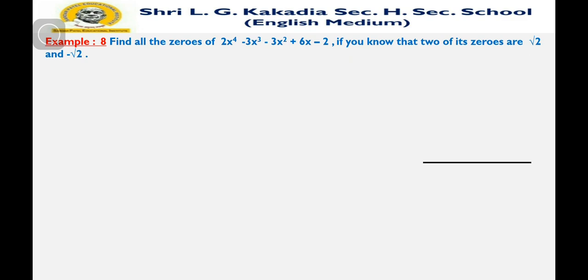So now first we find the factor from the given roots root 2 and minus root 2. So we first find a divisor that we can divide given polynomial 2x raised to 4 minus 3x cube minus 3x square plus 6x minus 2 with, the divisor as we find here. So let me first find the divisor from given zeros root 2 and minus root 2. So solution of given polynomial.